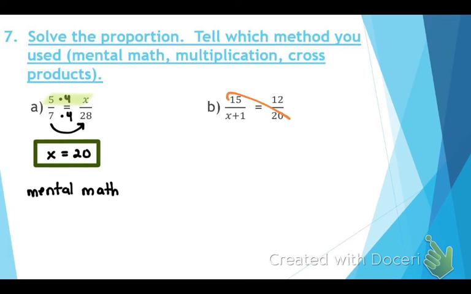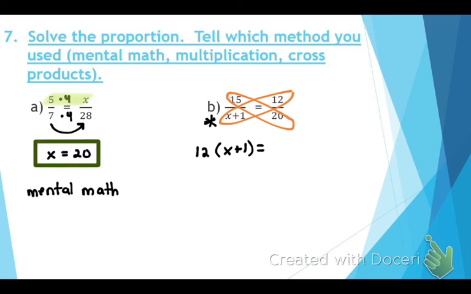Cross products. When doing cross products, we know that we want our x to be on the left side. So I'm going to start with this down here. Let's drop down the equal sign. A lot of people do x plus 1 times 12. Does that look like the normal way we would do it? No, we would normally have that single number in front. So instead, I'm going to switch this around and say 12 times x plus 1.